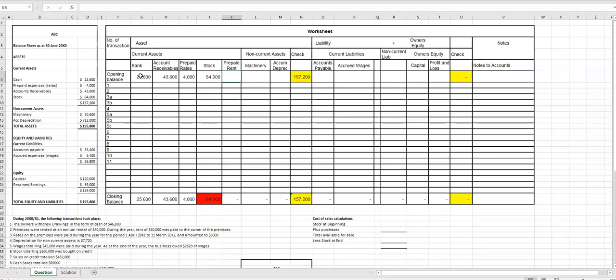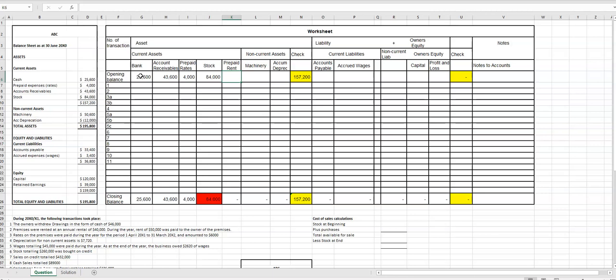Now you'll see on the worksheet that I've already included the heading for prepaid rent. We don't have an opening balance for this on last year's balance sheet, but I do know that we have a transaction relating to it coming up, and I've simply saved some time by naming this column ahead of time.